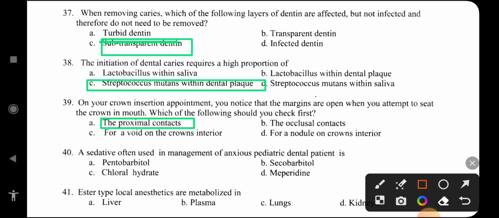A sedative often used in management of anxious pediatric dental patients is: options are pentobarbital, secobarbital, chloral hydrate, or meperidine. And the correct answer is chloral hydrate, the sedative often used in management of anxious pediatric dental patients.